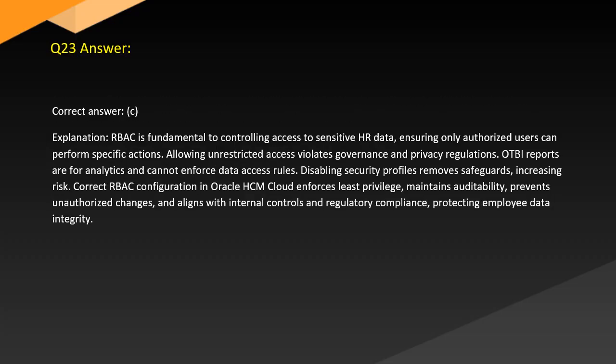Answer. Correct answer. C. Explanation. RBAC is fundamental to controlling access to sensitive HR data, ensuring only authorized users can perform specific actions. Allowing unrestricted access violates governance and privacy regulations. Hotwire reports are for analytics and cannot enforce data access rules. Disabling security profiles removes safeguards, increasing risk. Correct RBAC configuration in Oracle HCM Cloud enforces least privilege, maintains auditability, prevents unauthorized changes, and aligns with internal controls and regulatory compliance, protecting employee data integrity.